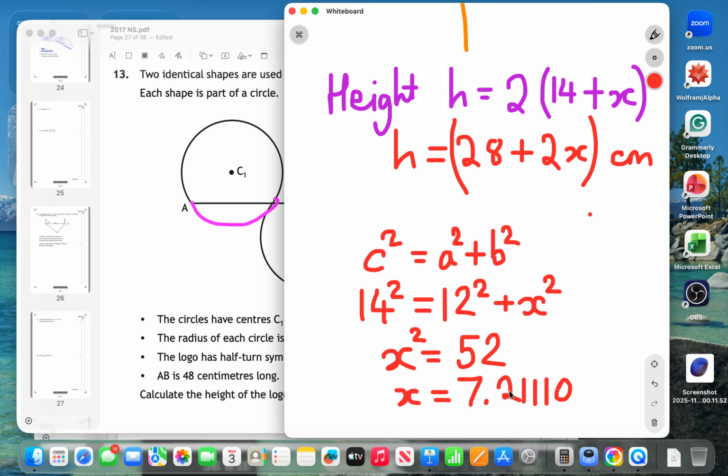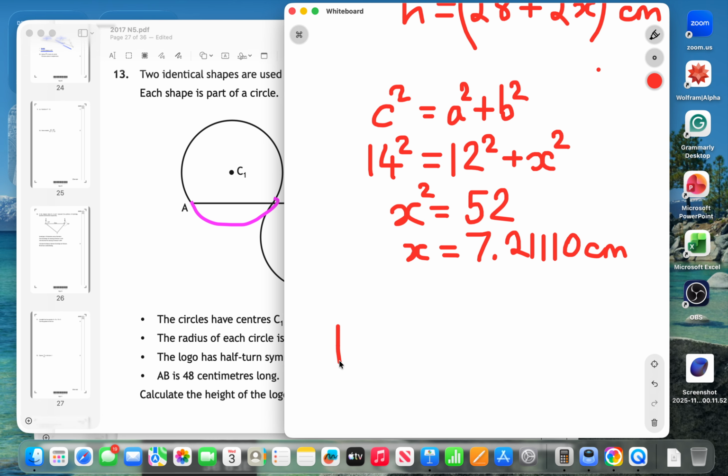So x is 7.21110 centimetres. The height is dictated by 28 plus 2 times 7.21110. So what you have to do is plug that into the calculator. And that would give you 42.42220.